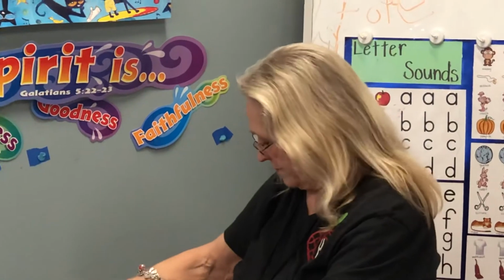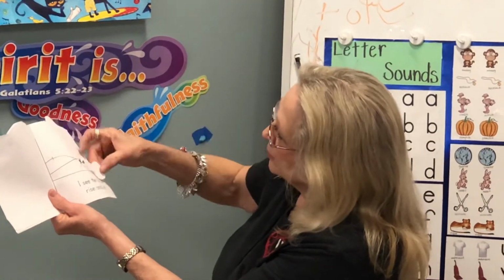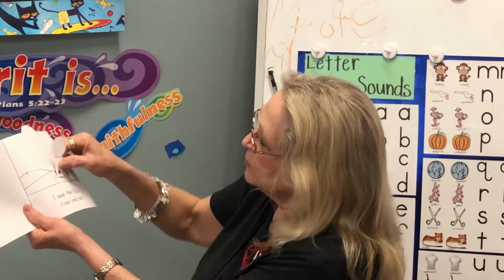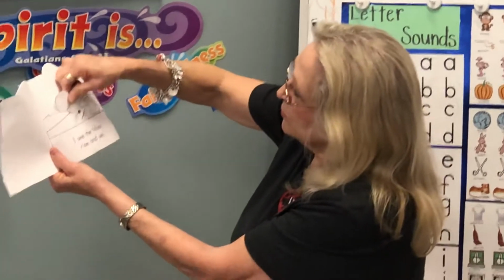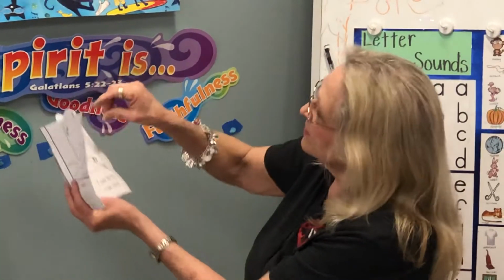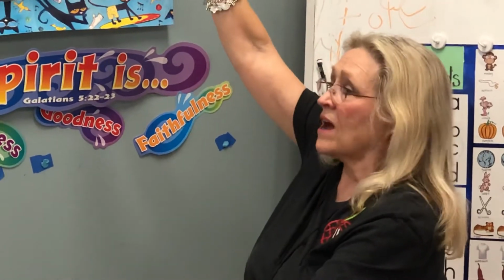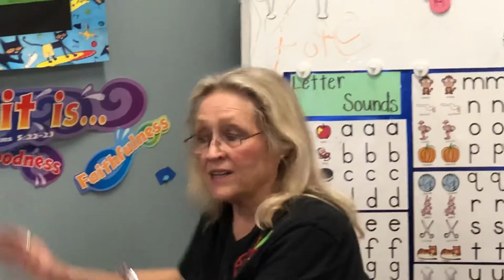And sometimes you can't see it at all. I see the moon, and there's a little moon in your packet that you can move yourself. I see the moon rise and set. The moon goes up into the sky, high in the sky, and it goes down and it disappears.